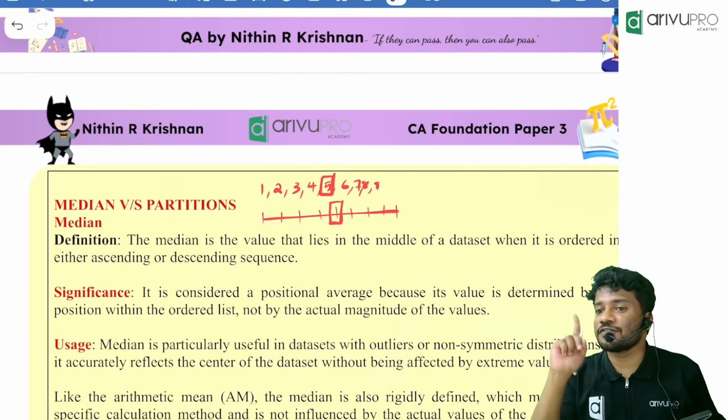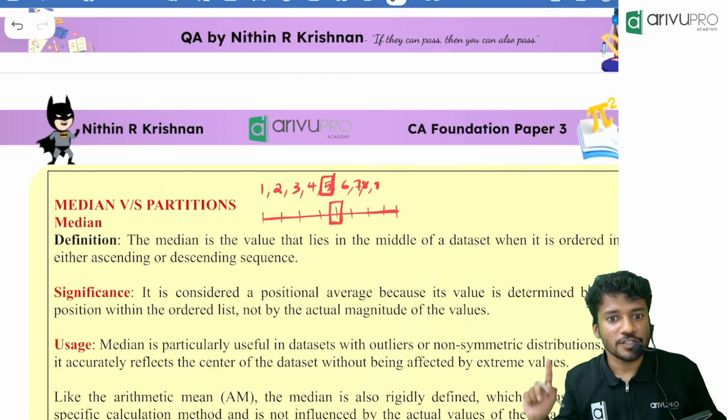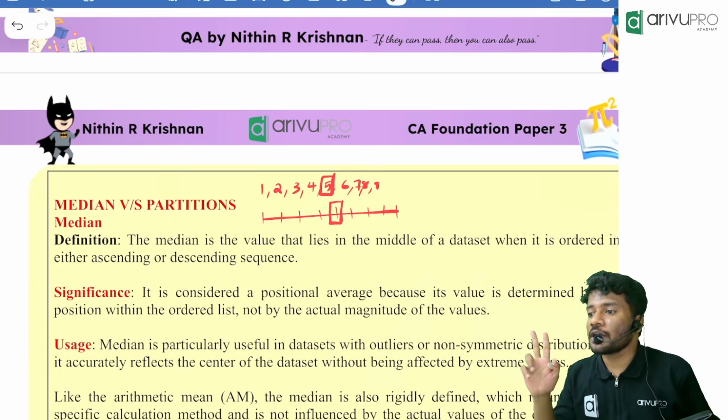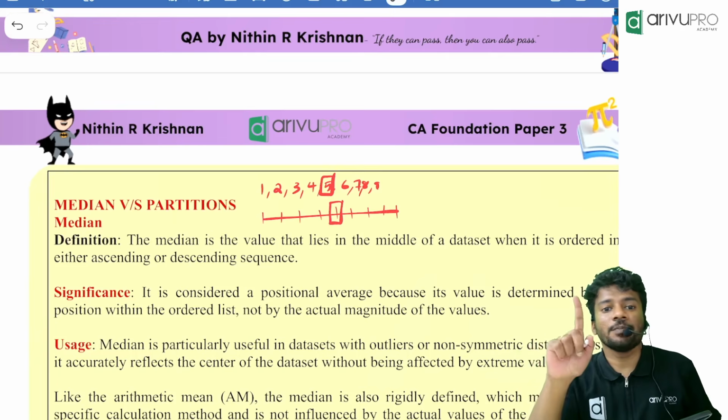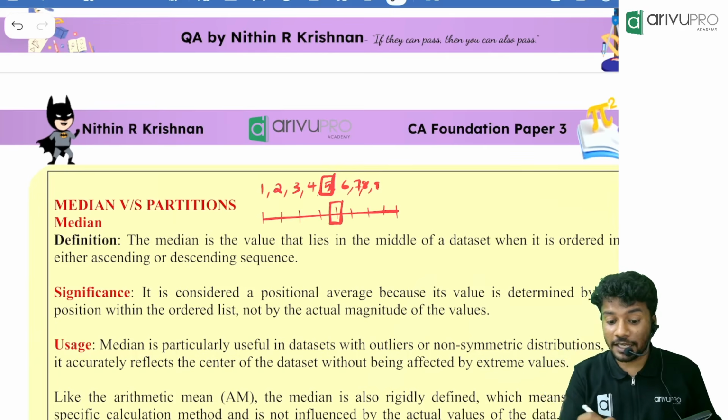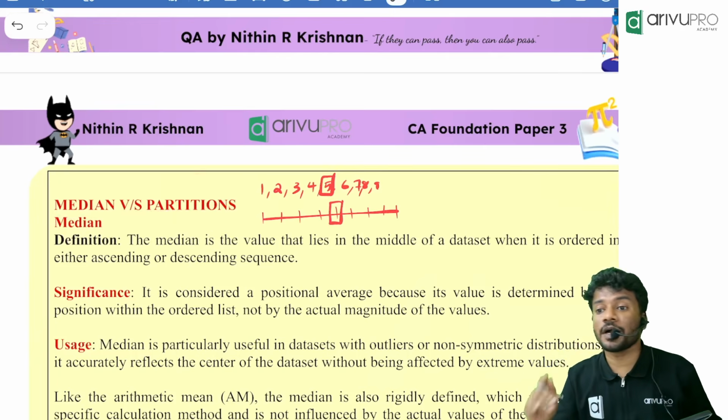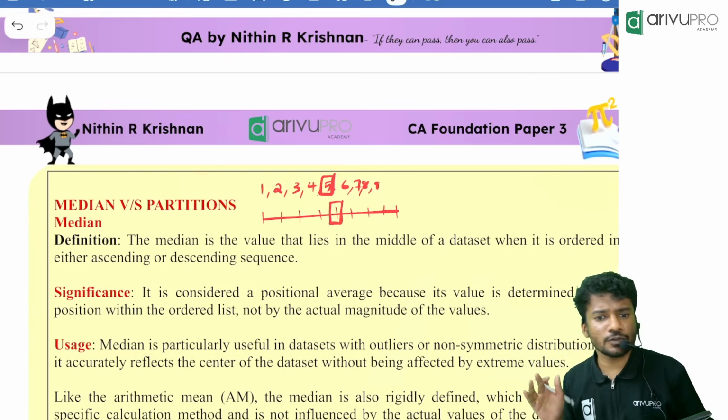So that is the first thing you should understand. Median means what? 2 equal parts. How many medians? Only one median. That's why I am telling you I can teach you median and partition together. The formulas are also the same.